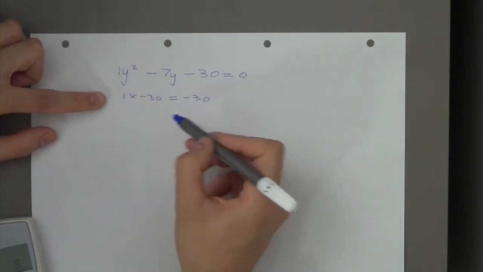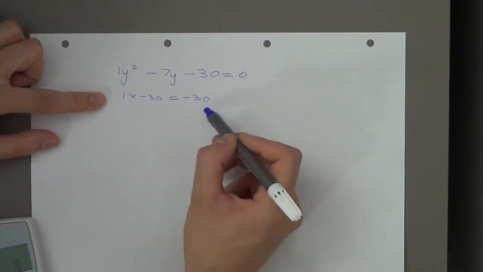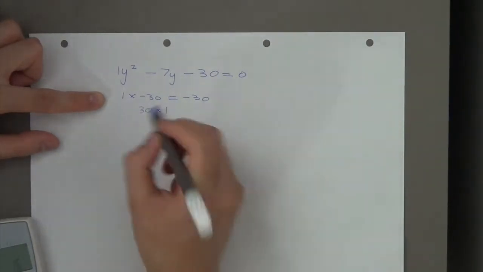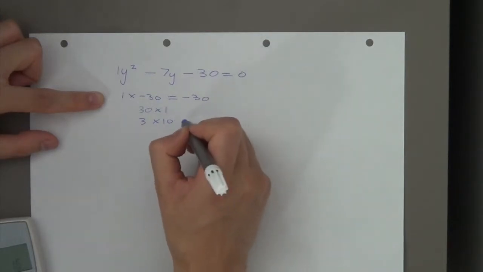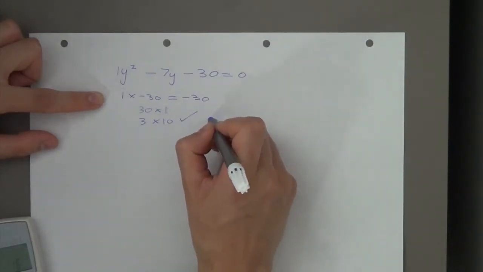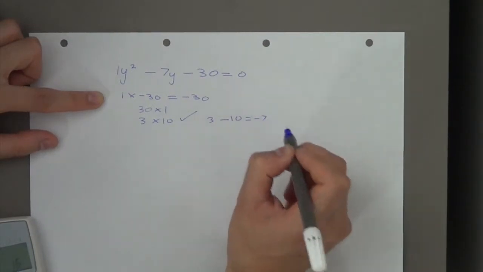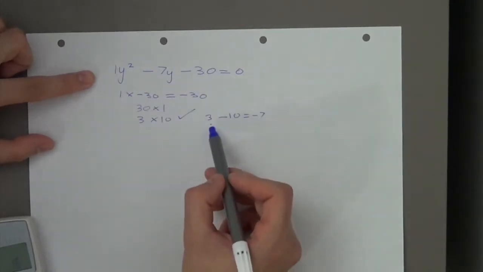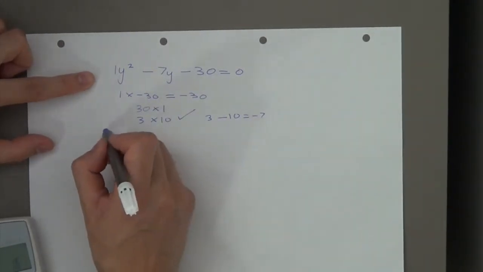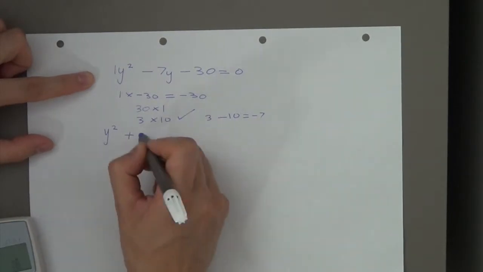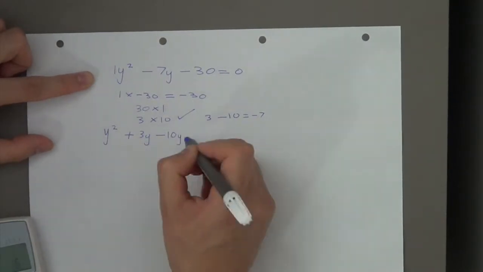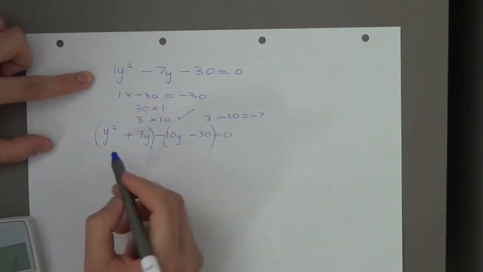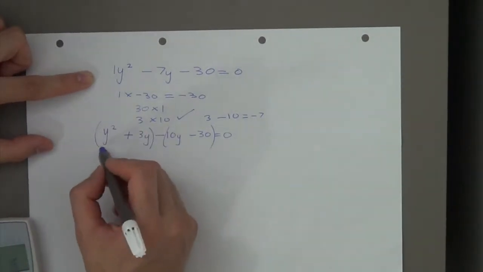So I need to now find numbers or factors that multiply to give me -30 and add up to give me -7. So what have I got? 30 times 1, 3 times 10. Okay, I think I've got it. Yes, I can do this. I can do 3 minus 10 gives me -7. Now I need to rewrite this equation with -7y equals 3y minus 10y. So do y squared plus 3y minus 10y minus 30 equals 0. I'm going to put brackets around here, and I'm going to factorize each one of these brackets.